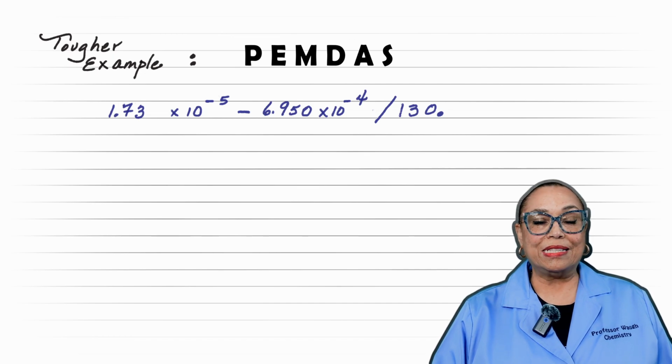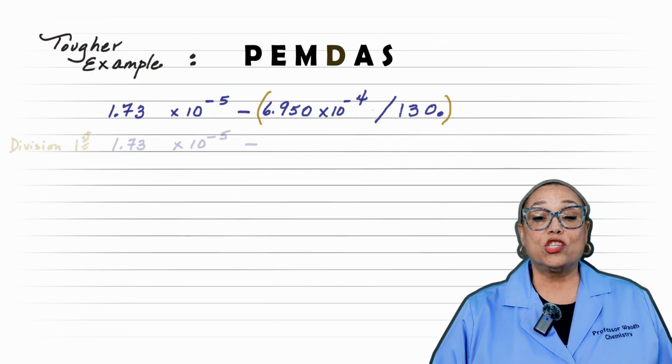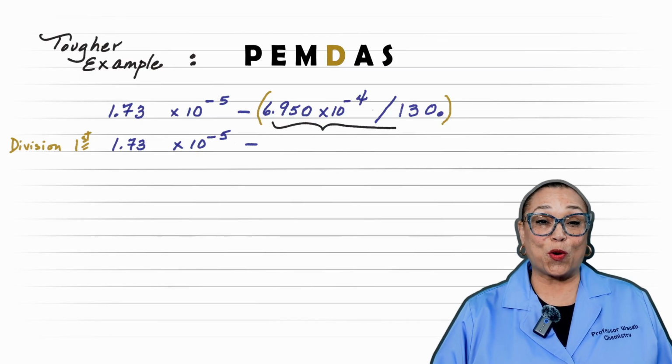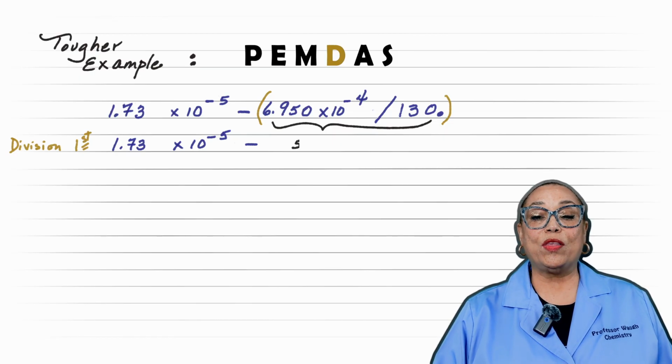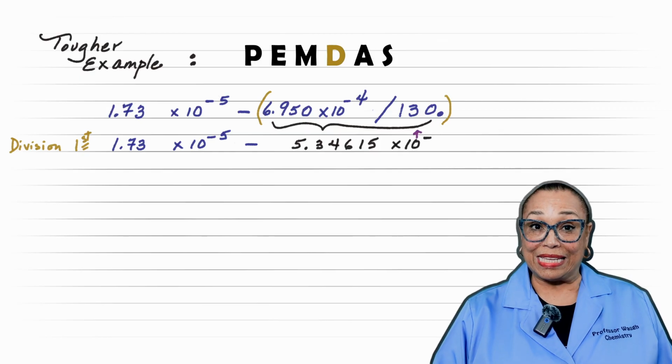All right, we didn't see a parentheses at first, but we put the parentheses around the division first because of PEMDAS. So when you divide 6.950 times 10 to the minus 4 divided by 130 dot, you get 5.34615 times 10 to the minus 6.